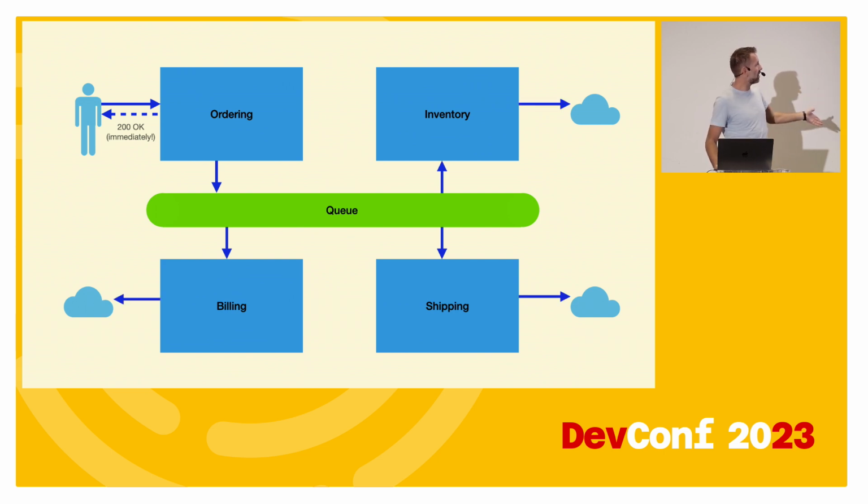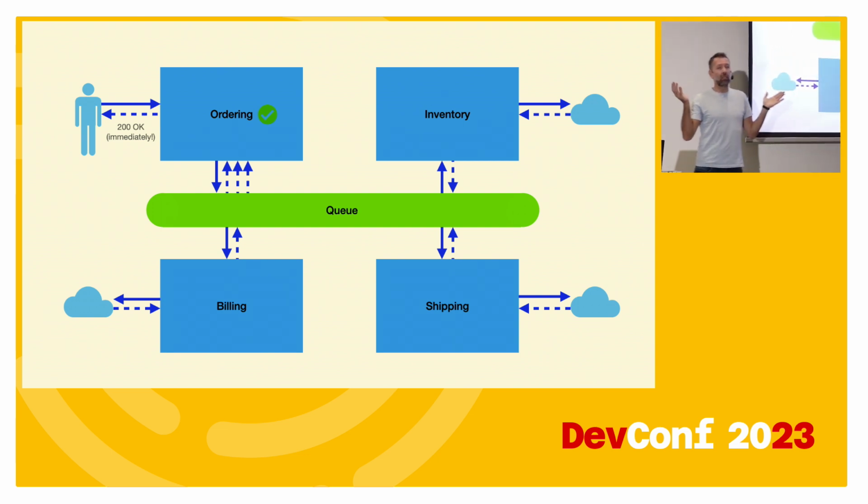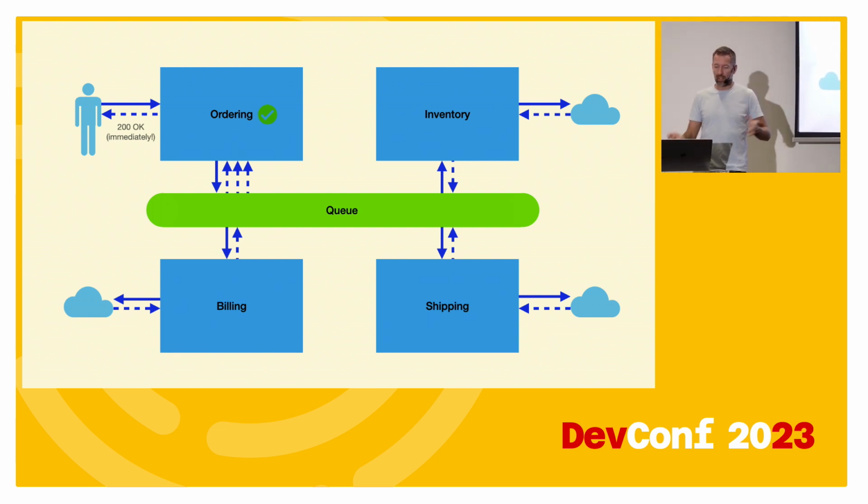They call their providers. They say everything's okay. Messages come back to the queue. Messages come back to ordering. And ordering at this point just says, well, okay, the order's been fulfilled. I've already told the user, I don't have to do anything.